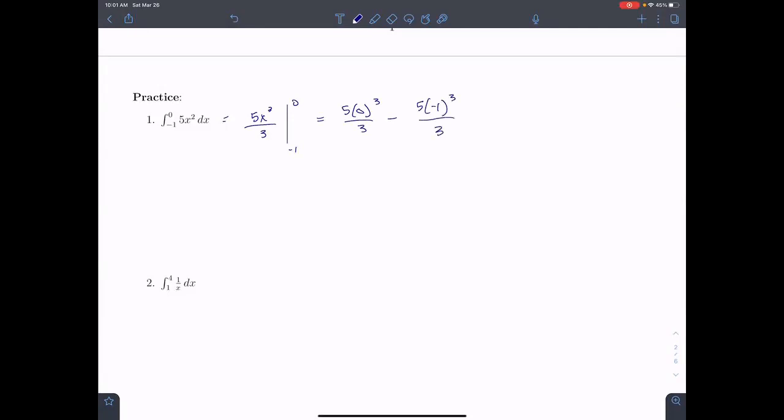So f of b minus f of a, top minus bottom here, or end minus beginning for your interval. So that would be 0 minus -5/3. So that would be +5/3.